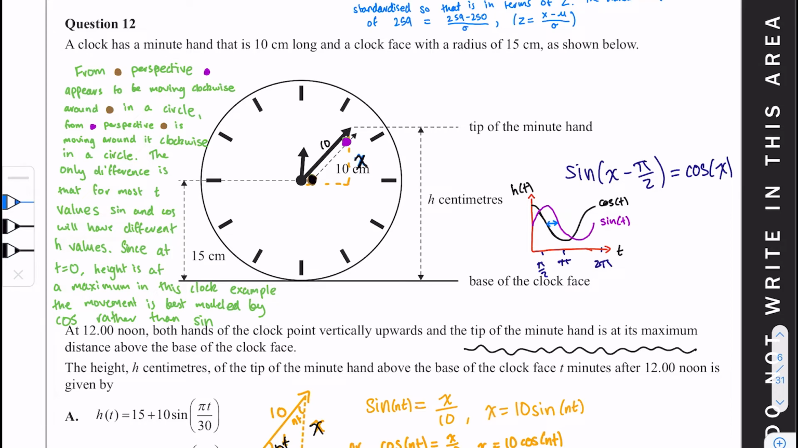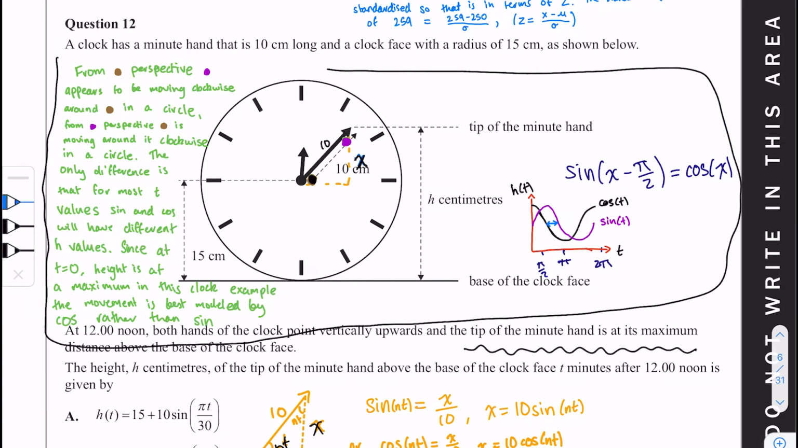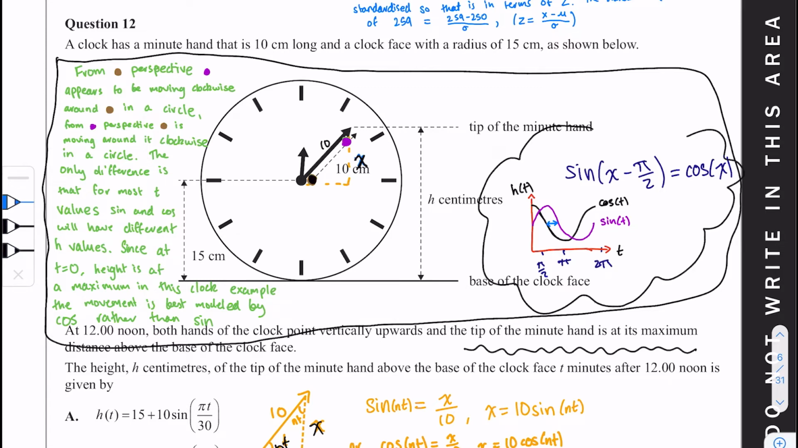All right, question 12. You guys can pause and read this if you want. I won't explain it. This is basically saying that sine and cos are the same graph, except they are horizontal translations of each other. They're the same thing, but translated horizontally. And you can see that especially right here. For the standard graph, if you translate sine by pi on 2, it'll be equal to cos.